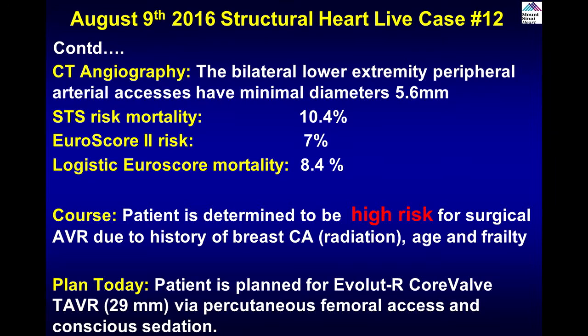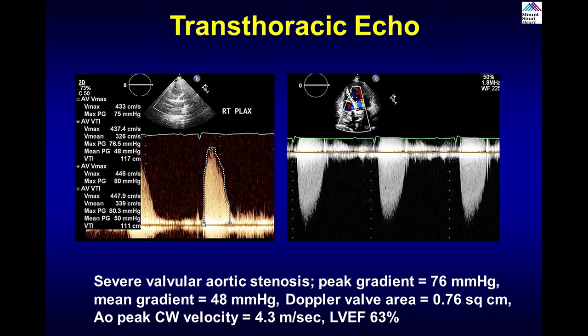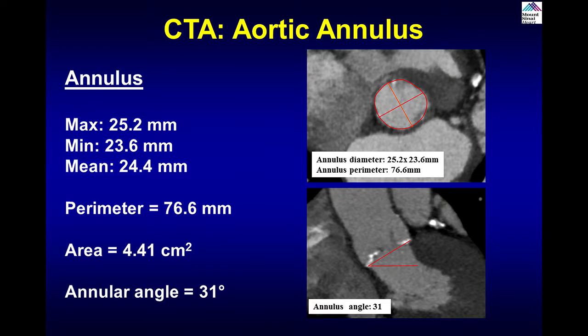This particular case, everybody agrees it's a high risk. We plan an Evolut-R 29 millimeter. Next. So we have gone through the echo findings. Next. And now JK, you take over on our CT.